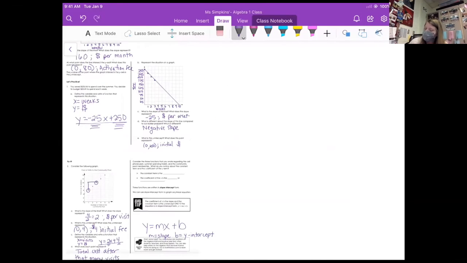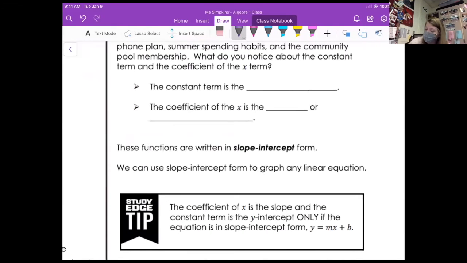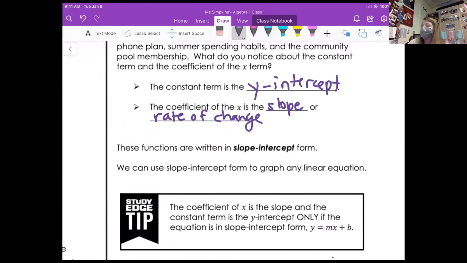So we're going to practice drawing a couple more. So just remember the constant term, what's being added or subtracted, is going to be our Y intercept. And then whatever number's in front of X is going to be our slope, or a synonym for that is rate of change. And that is going to be true for every single equation when we graph it. We're going to have our y-intercept and our slope.